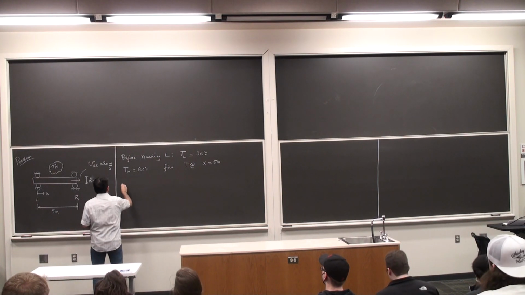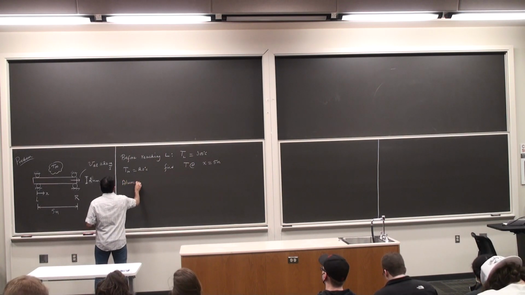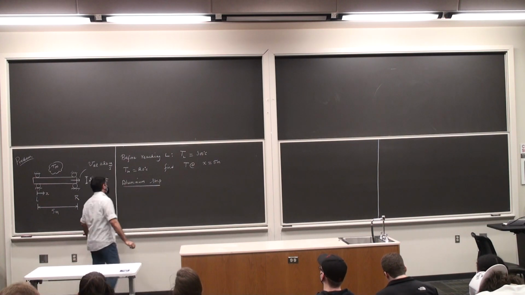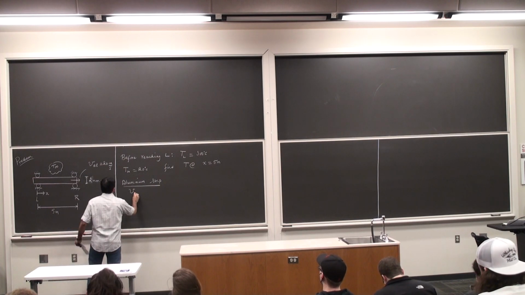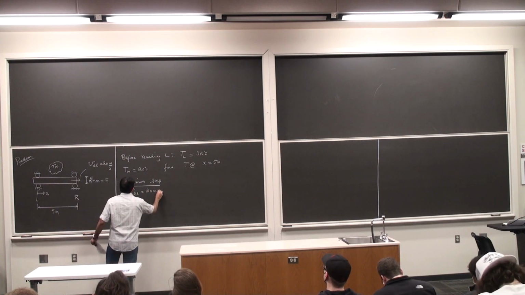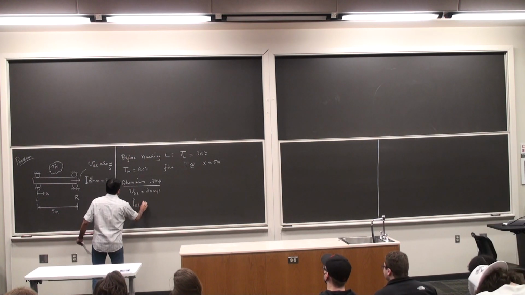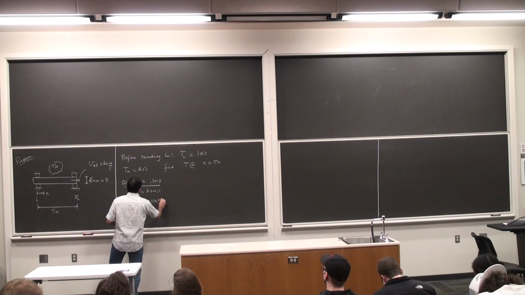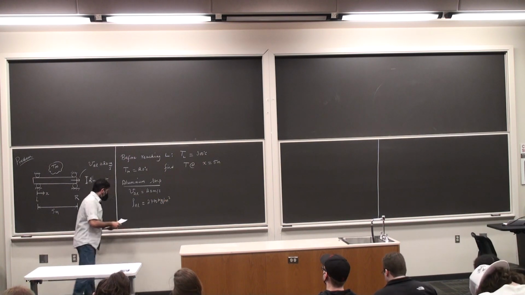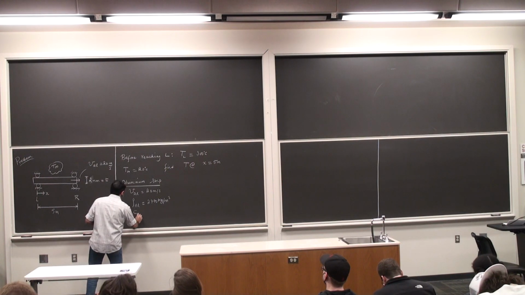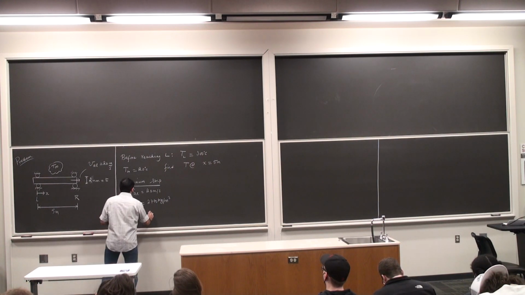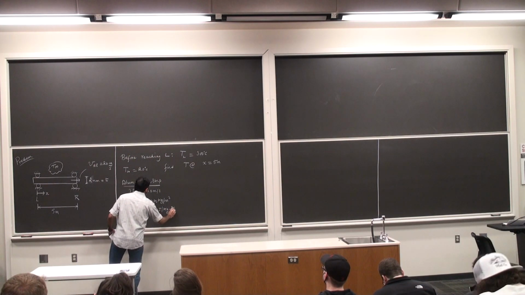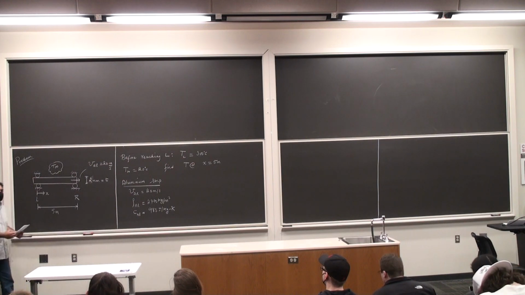Velocity is given to us. So for the aluminum strip, V aluminum is 20. Then the density of aluminum is 2,770 kg per meter cube. The specific heat for aluminum is 983 joules per kilogram Kelvin.